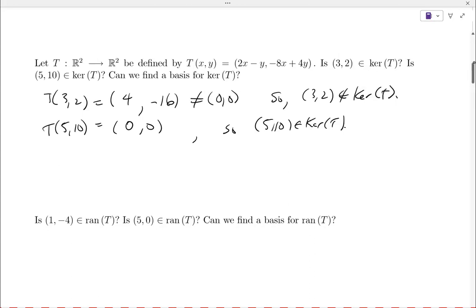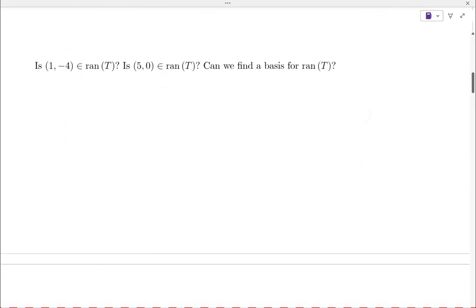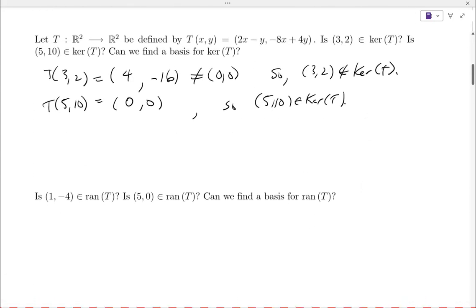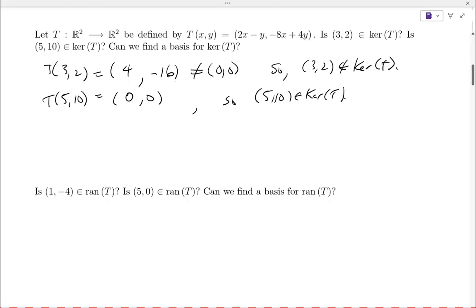Last part there says, can we find a basis for the kernel? Good question. If I want to find a basis for something, I'm pretty much assuming that it must be a space of some sort, right? It must be a vector space. We didn't prove that at all, but you should be able to show that the kernel really is a subspace of the domain space. I might do that later, but in any event, we should be able to show that the kernel really is a subspace.